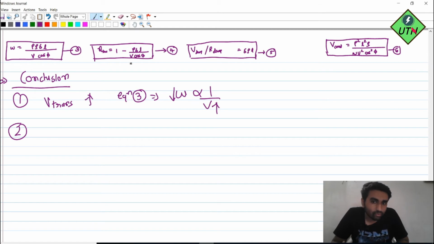Here you can see from equation number 4 that if the transmission voltage is increased, right?